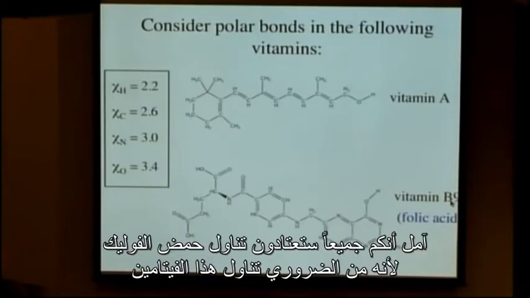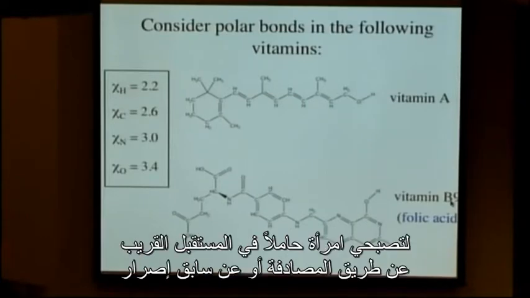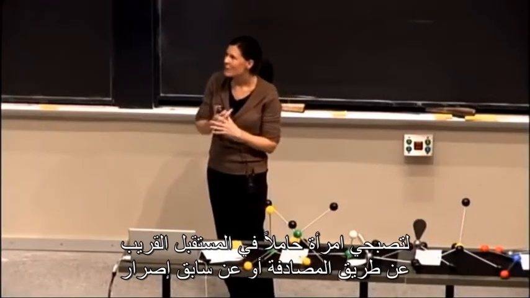Hopefully you're all very familiar with folic acid because it's an important vitamin to take, especially if you're a woman, especially if there's any chance you might become pregnant in any kind of near future time, by accident or on purpose.